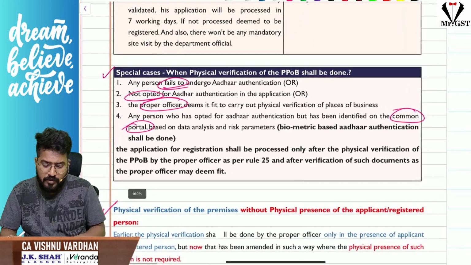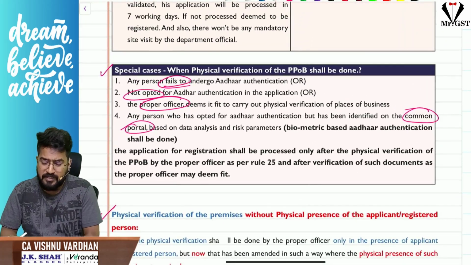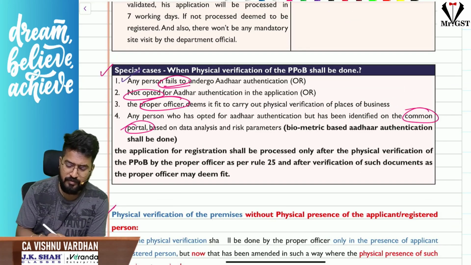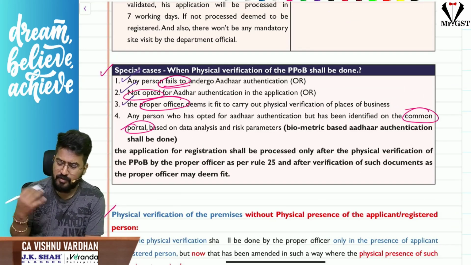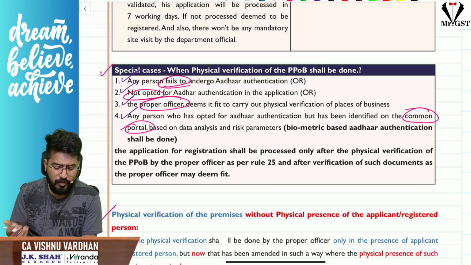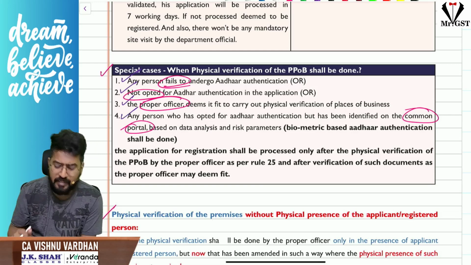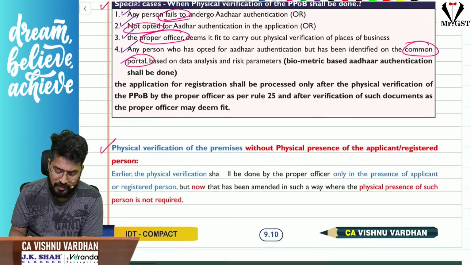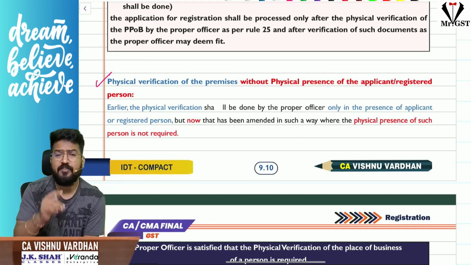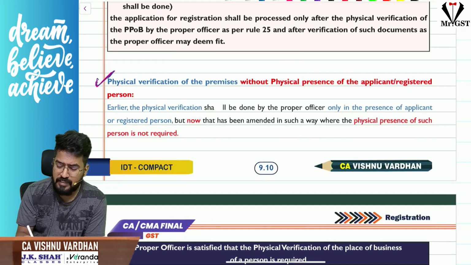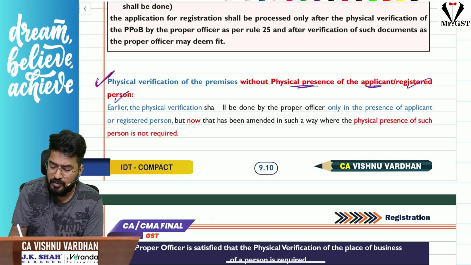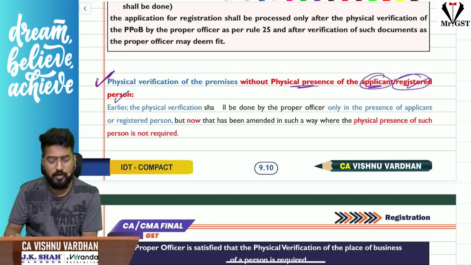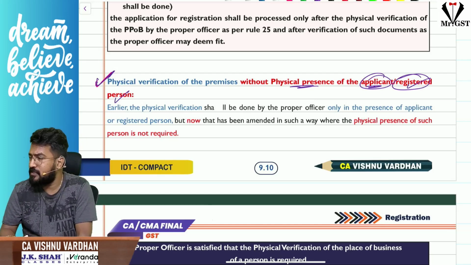Now, sir, when will physical verification of the principal place of business be done? As I already told you, if Aadhaar authentication failed, or you have not opted, or the proper officer wants to carry out site verification, or the common portal has selected your application based on data analysis and risk parameters for biometric based Aadhaar authentication, then physical verification will be done. And for doing physical verification, the interesting thing is, sir, the physical presence of the applicant or the registered person is not required. The physical presence of the applicant or the registered person is not required for carrying out the physical verification of the premises. Okay, that is the point. Next.